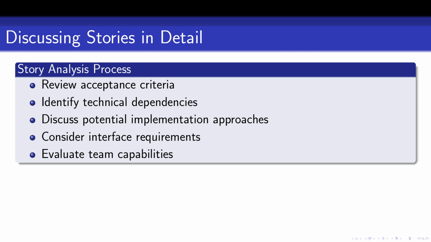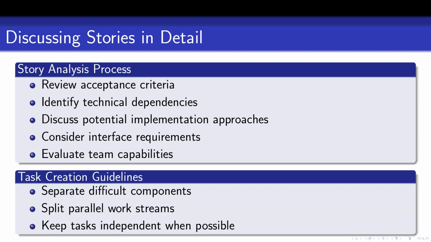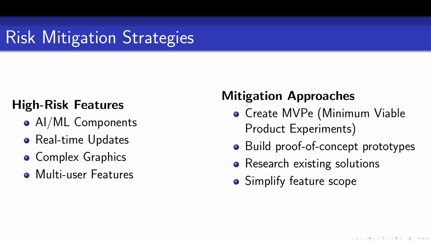Review acceptance criteria, evaluate technical dependencies, and discuss implementation approaches. Create tasks that separate difficult components, split parallel work streams, and keep them as independent as possible to facilitate efficient progress. Risk mitigation strategies are essential when dealing with high-risk features.